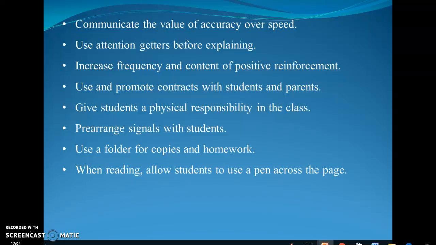Prearranged signals with students. When I do this, you have to listen. When I make a sound, when I make a noise, when I tap on my desk. Use a folder for copies and homework. Make all students, and also the child with ADHD, keep a special folder for all the pages. So if you have an exam at the end of the semester, he'll know where I find all the material. It's in my folder. When reading, allow students to use a pen across the page.